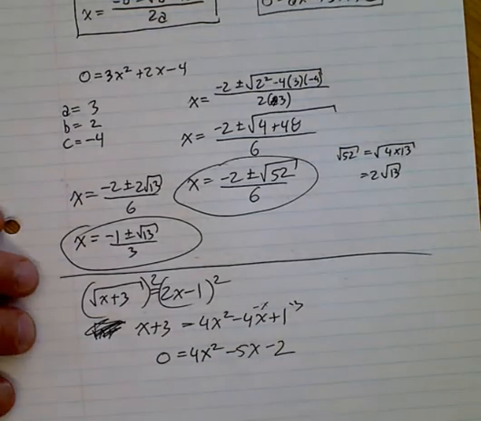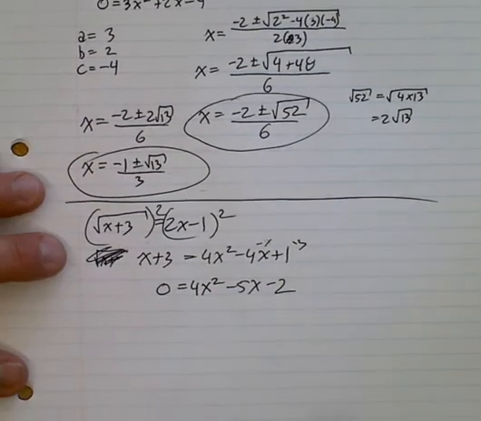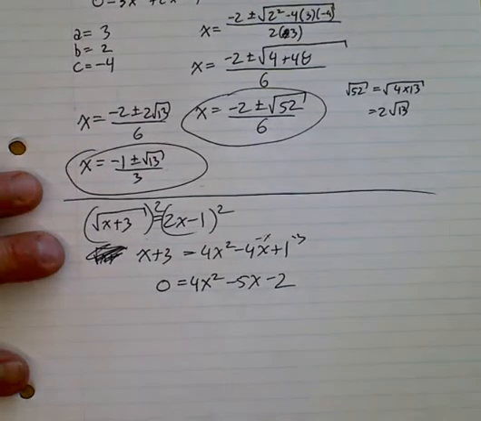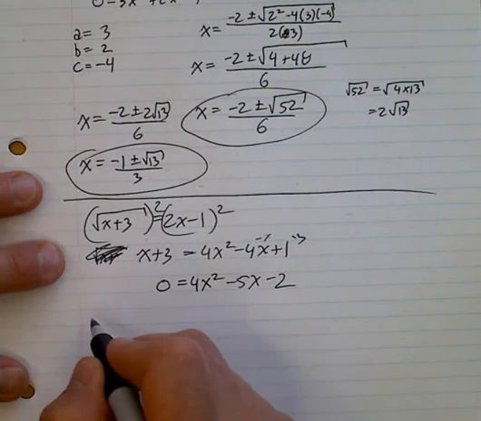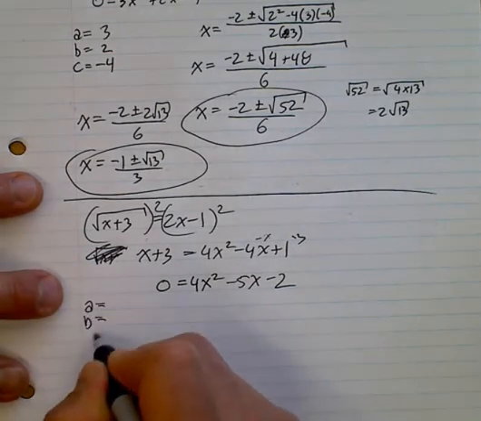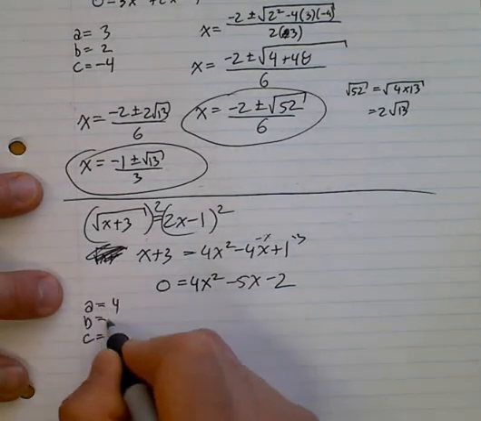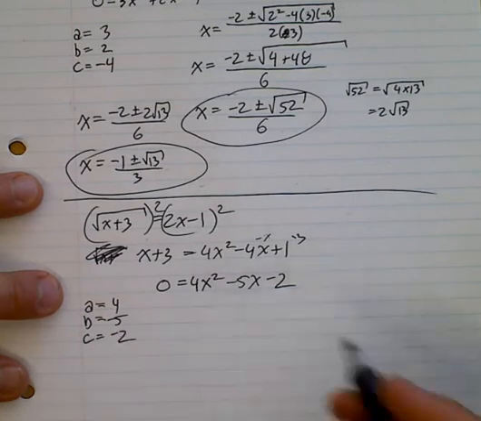Now I would look to see if I could factor this first, but since we're trying to show you how to use the formula, we'll just use the formula. Identify your a, your b, your c, that would be 4, negative 5, and negative 2, and we start plugging them in, right?